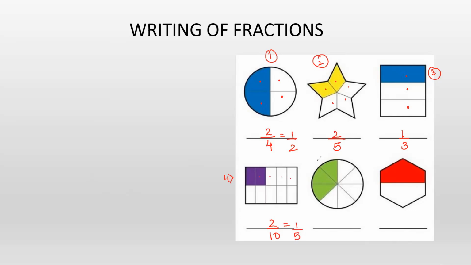Let's take the fifth example. Total number of parts over here are 8 and number of colored parts are 3. So the fraction becomes 3 by 8. In the last example, which is an example of a hexagon, here there are total 2 parts. So 2 comes in the denominator and 1 part is colored.